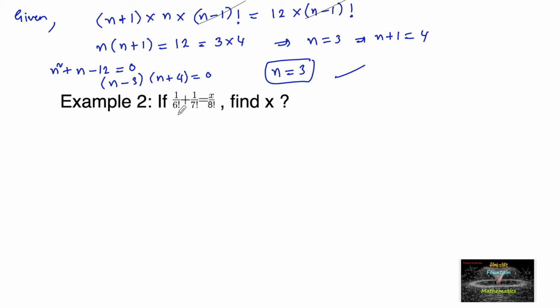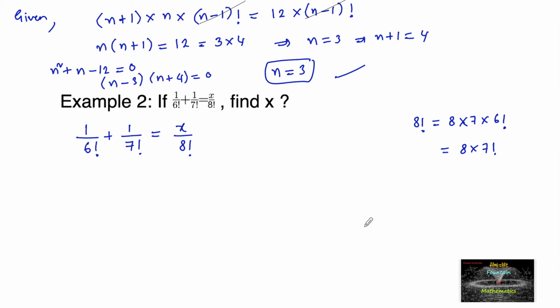Example 2. If 1 upon 6 factorial plus 1 upon 7 factorial is equal to x upon 8 factorial, we need to find the value of x. So let's use the concept of LCM. In the denominator on the left side we have 6 factorial and 7 factorial, on the right side we have 8 factorial. Since we know that 8 factorial is equal to 8 into 7 into 6 factorial, or we can write 8 into 7 factorial also, right?